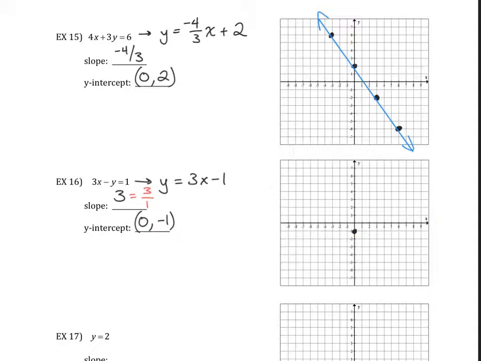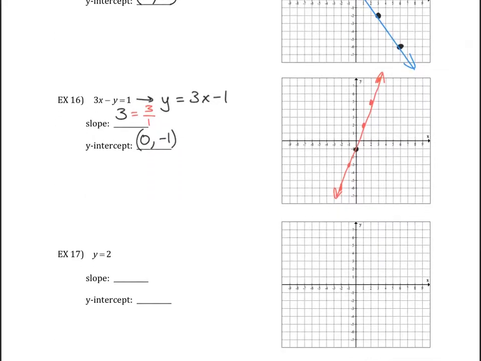From there, we will go up 3 and right 1. Put a point there. Up 3, right 1. Up 3, right 1. Down 3, left 1. Down 3, left 1. And I'm out of space. I'm going to freehand this one. There it is. And again, you can label it if you want to. You can put the equation along the line or something like that.